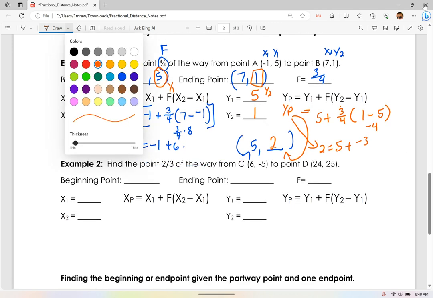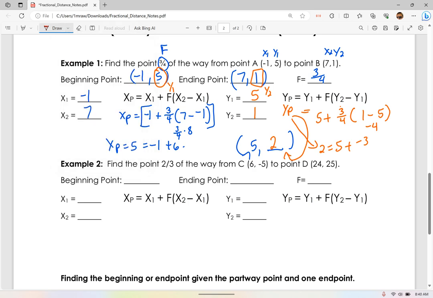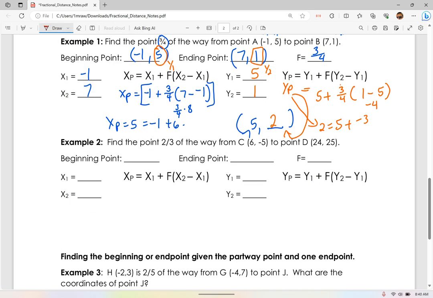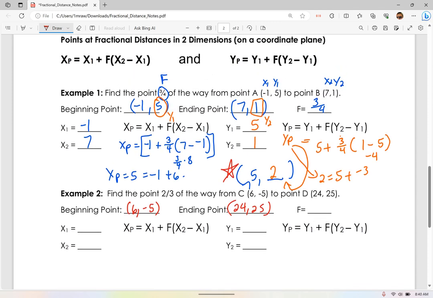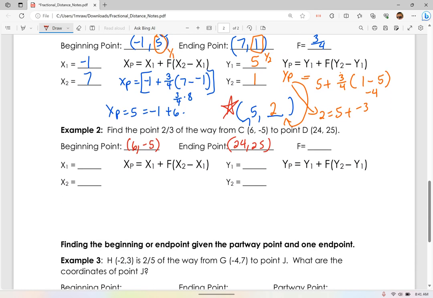Okay, so then we do the next one, same thing. Find the point 2/3 of the way from C, 6, -5, to point D, 24, 25. Ooh, that's a good one. So your beginning point from C, 6 comma -5, to our ending point, which is 24 comma 25. This one doesn't feel right because that feels like it's off the graph. I don't know, we'll check that. Okay, your fraction is 2/3.